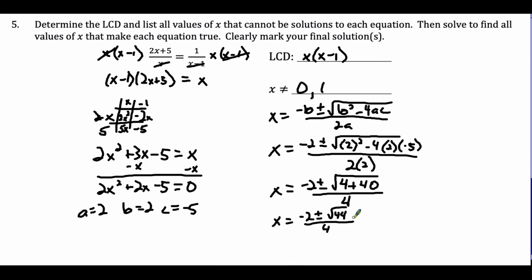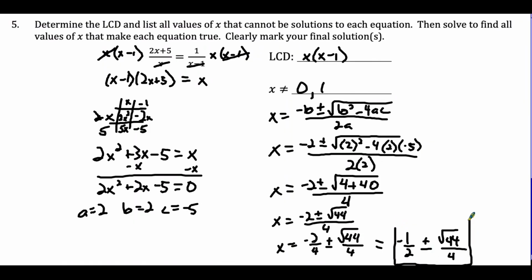It is not. So the last thing I want to check is if I split this up into two fractions like this, can I reduce the first one? Does negative 2 over 4 reduce? And it does. Negative 2 over 4 would reduce to negative 1/2. Now I cannot reduce the second fraction because that 44 is trapped inside the square root and this 4 is outside of the square root. So these would be my final answers on this problem.